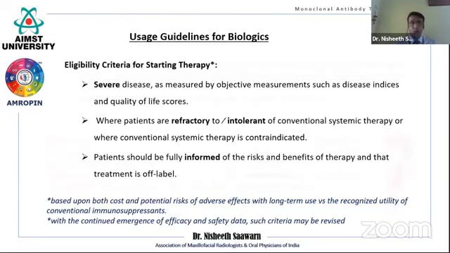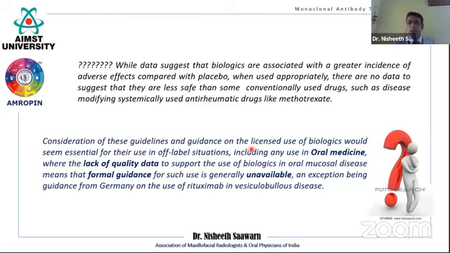Okay. So consideration of these guidelines and guidance to the licensed use of biologicals would seem essential for their use in off-label situations, including any use in oral medicine with lack of quality data. The lack of quality data to support the use of biologics in oral mucosal disease means that formal guidance for such use is generally unavailable, an exception being guidance from Germany on the use of rituximab in vesicular disease. What I mean to say is that since there is not much research in the field of oral medicine, there are not very good guidelines for users in oral medicine. They are not well known. Still, we should follow the guidelines given by the medical fraternity. Except for Germany, guidelines have been given for the use of rituximab in vesicular diseases. Okay.